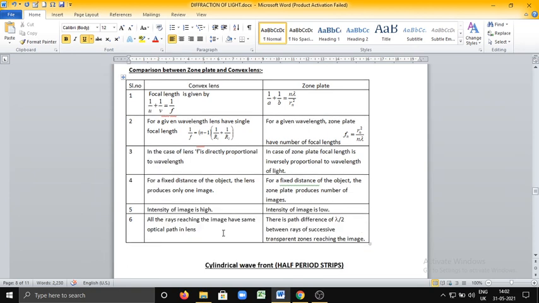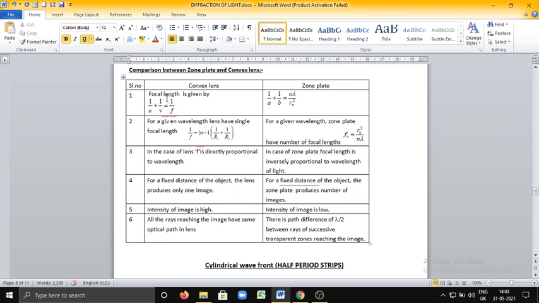In case of a lens, all the rays producing the image have the same optical path, whereas in case of a zone plate, there is a path difference of lambda by 2 between rays of consecutive zones producing the image. Already we know that in case of a zone plate, there exists a path difference of lambda by 2 between the consecutive zones. This is how we can compare a zone plate and a convex lens.